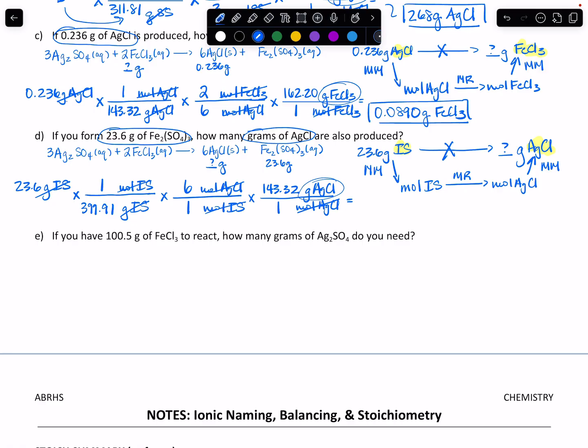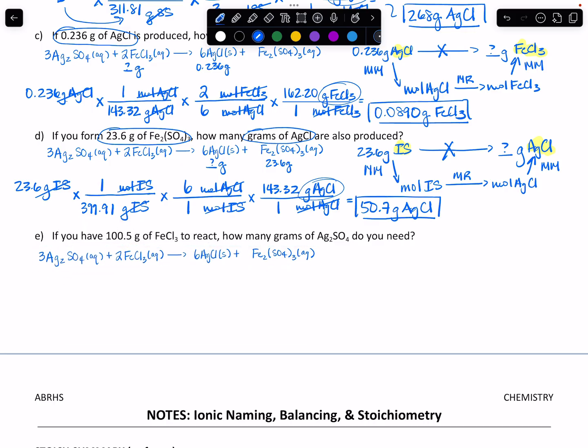So I have 23.6 times 6 times 143.32. Then I'm going to divide that by 399.91. And I'm going to get 50.7 grams of AgCl produced when 23.6 grams of iron 3 sulfate react. All right, last one.